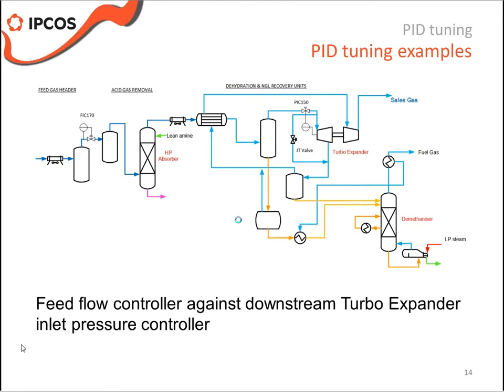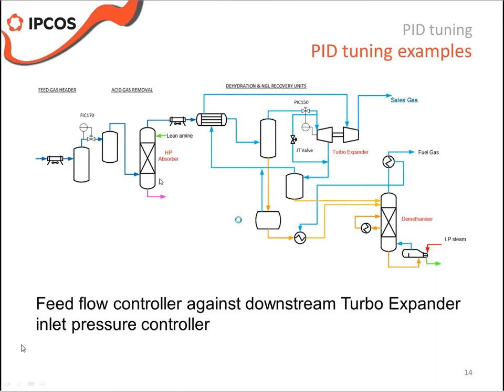So coming back to this example, we have a feed gas header and an acid gas removal plant, and then we have the dehydration and NGL recovery units at the back end. So there's a feed flow controller at the front end of the plant and the pressure controller at the back end. And both these tend to interact quite significantly. So our challenge was to tune them correctly, and because we were implementing APC on this plant, it was quite important because both these MVs were quite important in terms of the benefits that were likely to be generated from this plant.